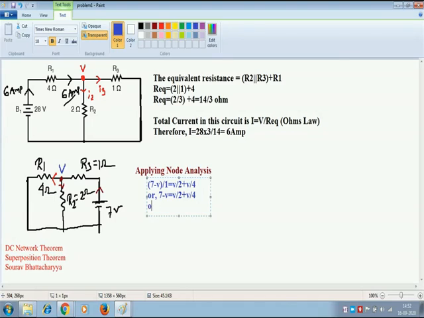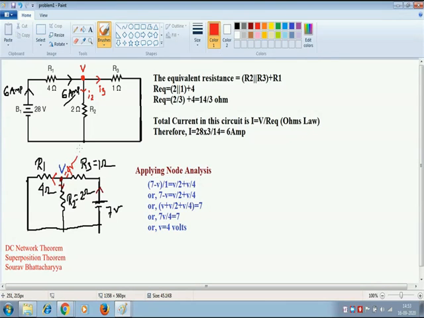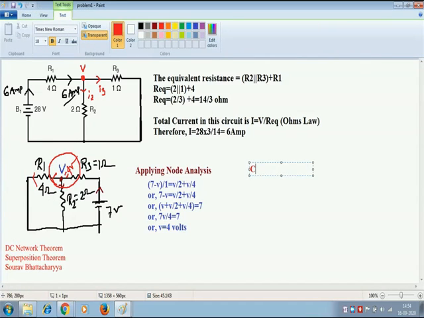So now again solve. What is the value of V? V plus V by 2 plus V upon 4 is equal to 7, so V will be 7 multiplied by 4 divided by 7, which means 4 volt. So we have to find the current flowing through R1. So the current flowing through the R1 resistor, 1 ampere current will flow. So now what is the resultant current?